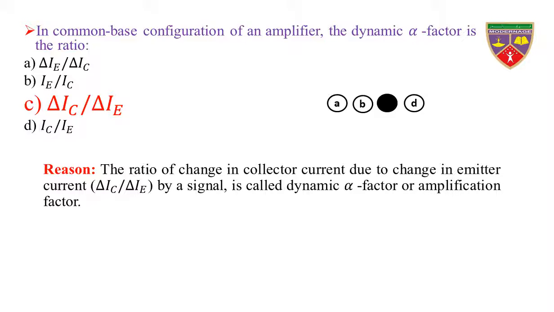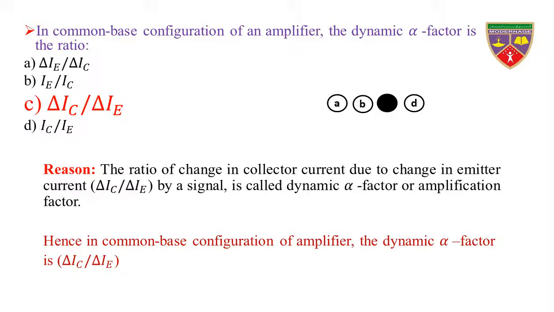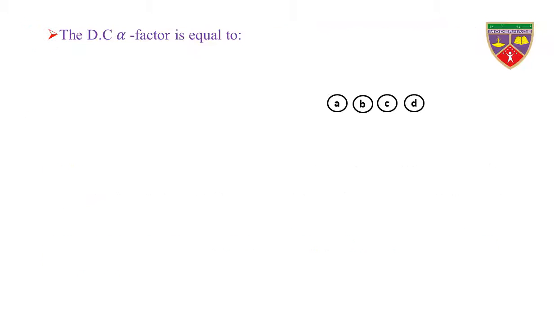Reason: the ratio of change in collector current to change in emitter current, delta IC to delta IE by a signal, is called dynamic alpha factor or amplification factor. Hence, in common base configuration of amplifier, the dynamic alpha factor is delta IC to delta IE.